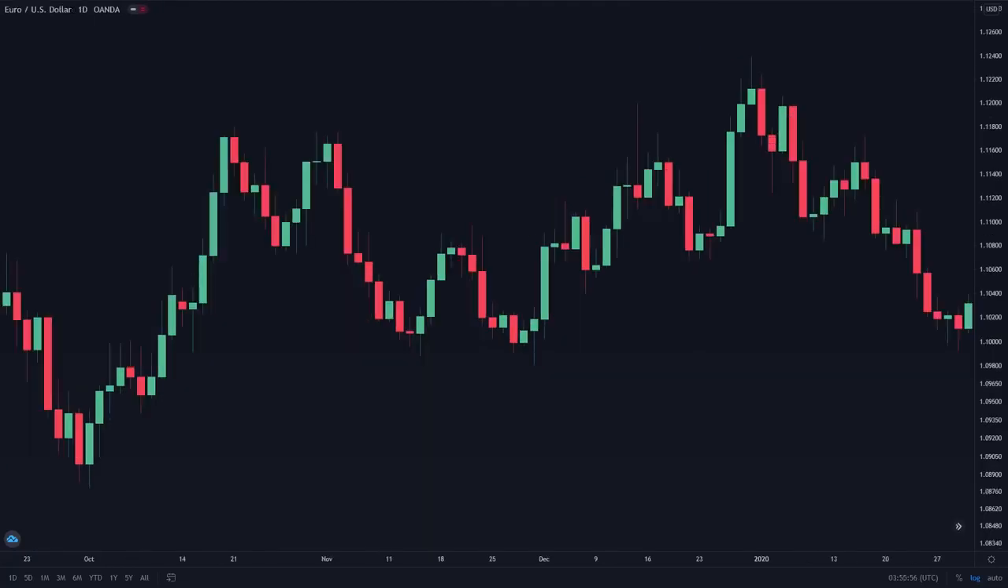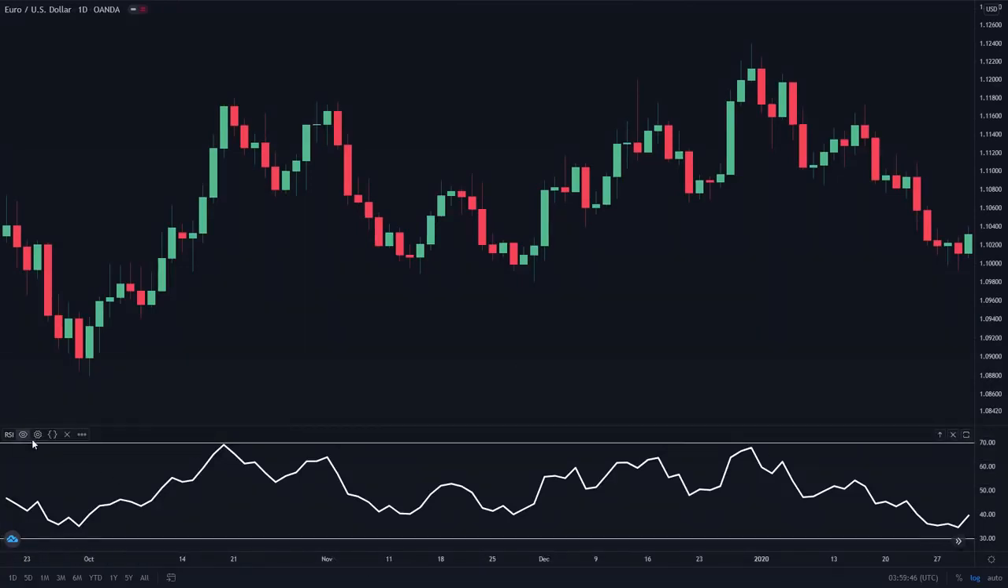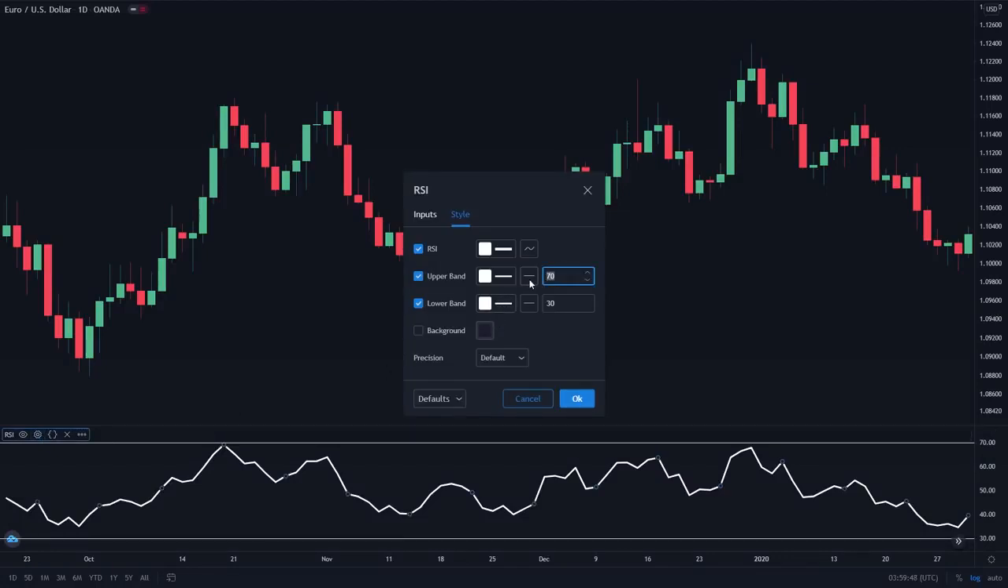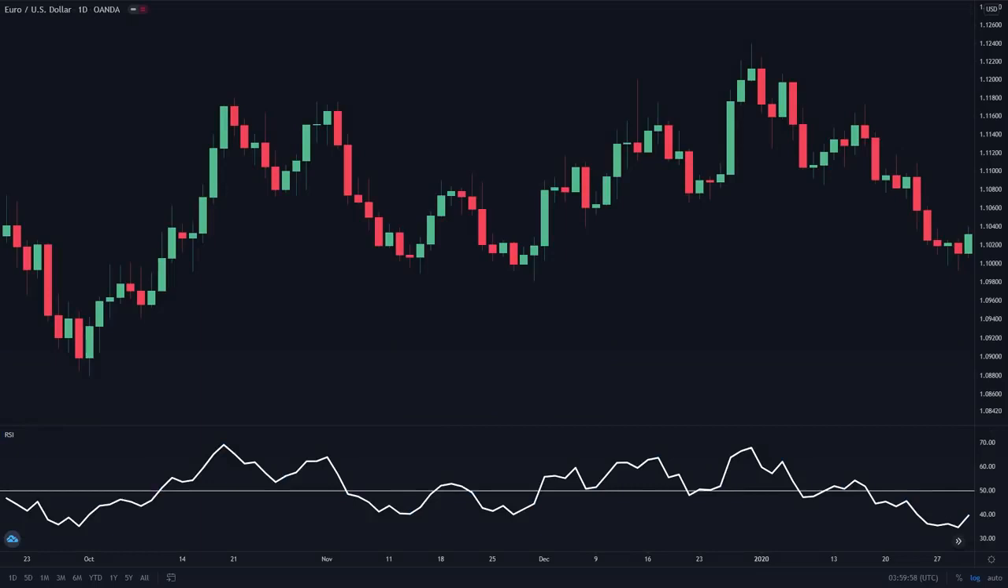Another confirmation technique that you can use is with the RSI indicator. But first, you want to edit the RSI by going to settings and change both of these values to 50, which creates a single line in the middle like this. And this is how the strategy works.